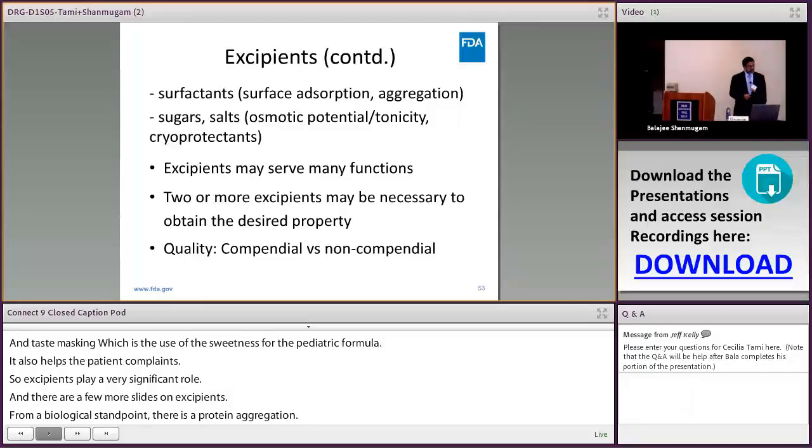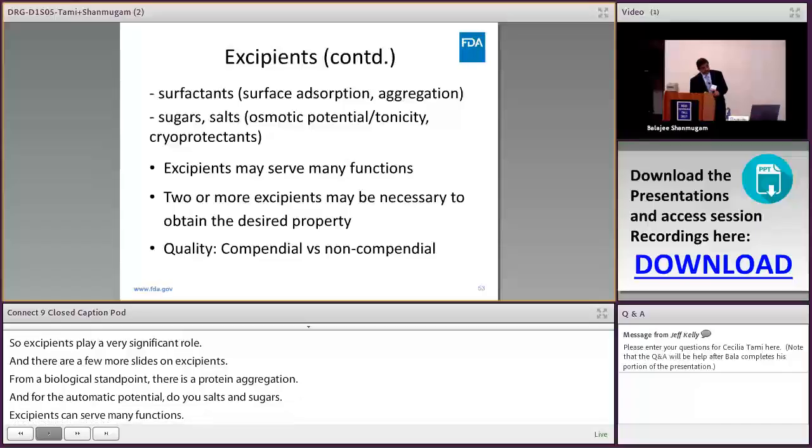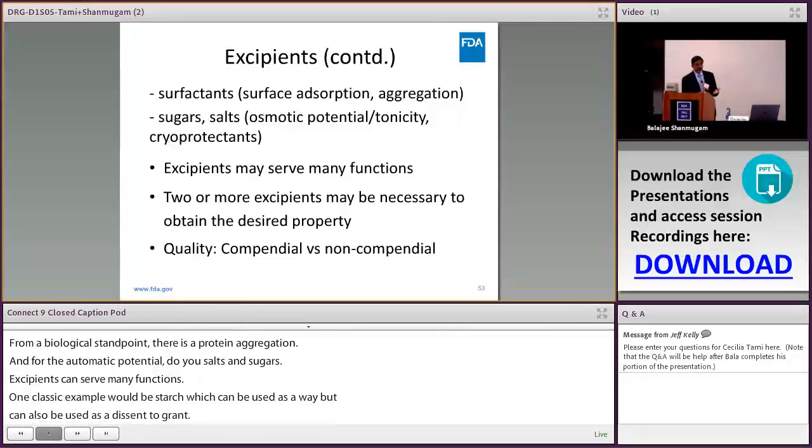Excipients can serve many functions, as we all are aware of. One classic example would be starch, which can be used in a wet granulation as a paste, but it could also be used as a disintegrant, as a dry powder. Similarly with lactose, which is used as a diluent or a filler in a tablet or a capsule, but could be used as a carrier of the drug powder in an inhalation product.